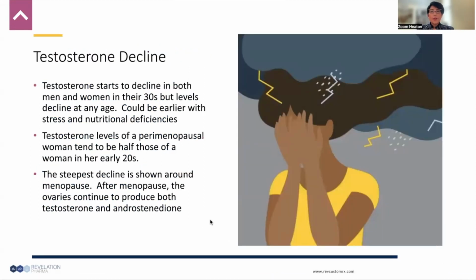So testosterone starts to decline in both men and women in their 30s, but the levels can decline at any age. And when levels decline in younger people, it's usually due to stress and nutritional deficiencies. Testosterone levels of a perimenopausal woman tend to be half those of a woman in her 20s. And the steepest decline is shown around menopause. But after menopause, the ovaries do continue to produce both testosterone and androstenedione.